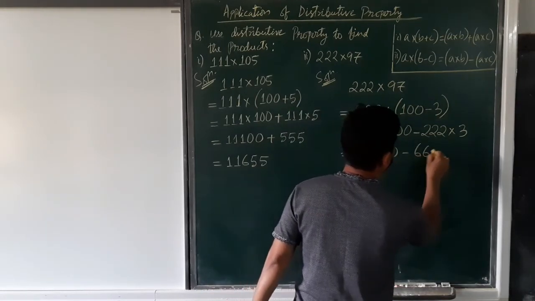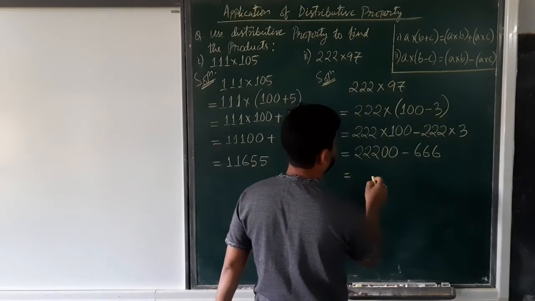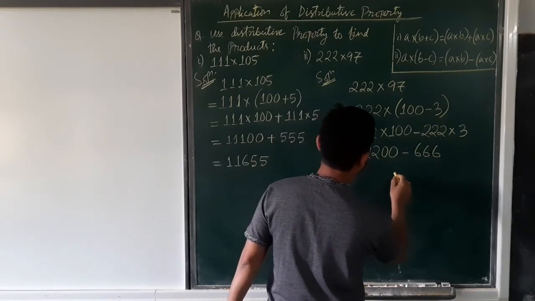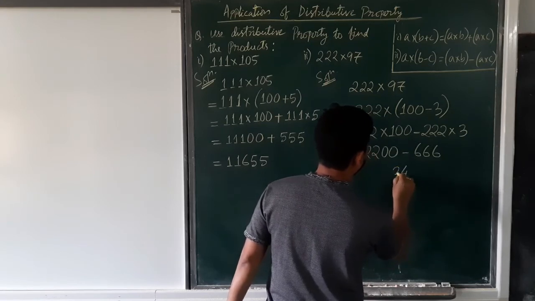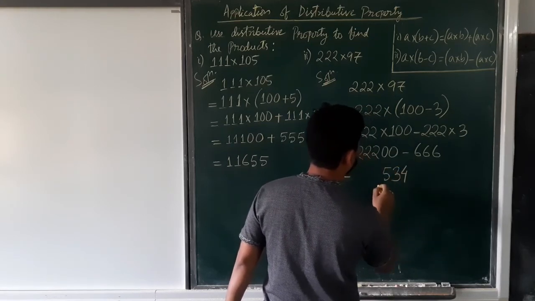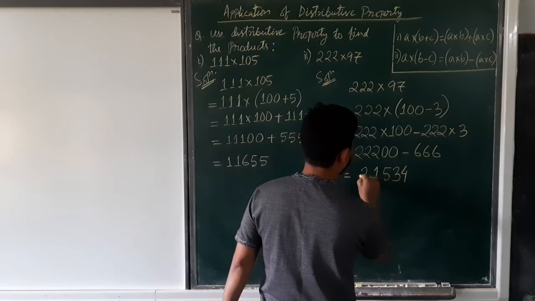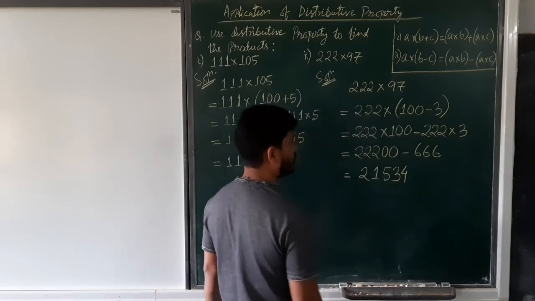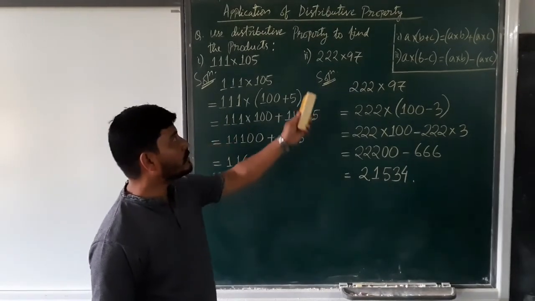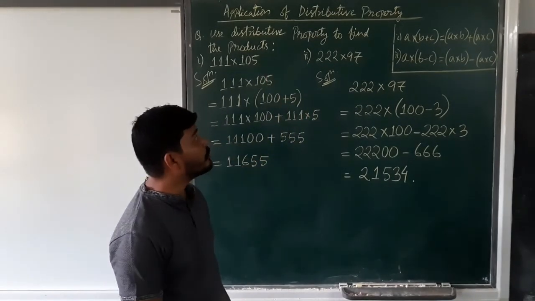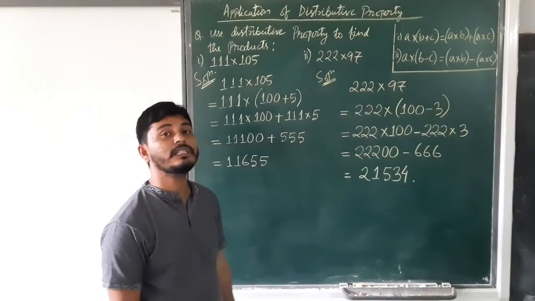Minus 6. So it will be subtract. 3, 5, 1, 2. So this is how the application of distributive property is done in solving sums.